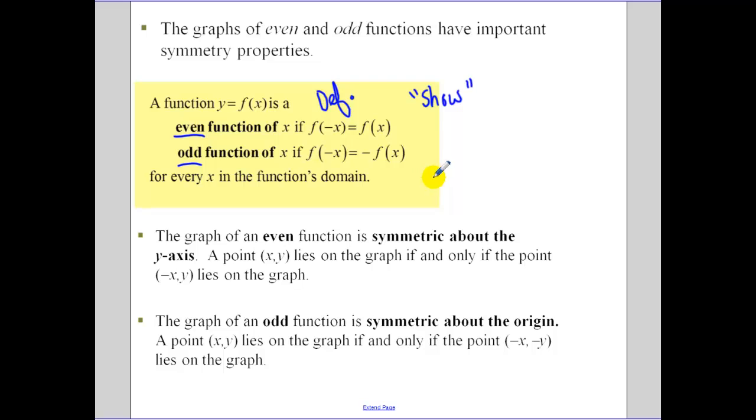Now, a graph is even if it's symmetric about the y-axis. So that's one of our properties. And a graph is odd if we're symmetric across the origin. Odd is origin. Or basically, negative x and negative y. So if I plug in a negative x and a negative y and I get the same function back, we're going to be symmetric, which is really what this is. Negative x function equals the negative y function.